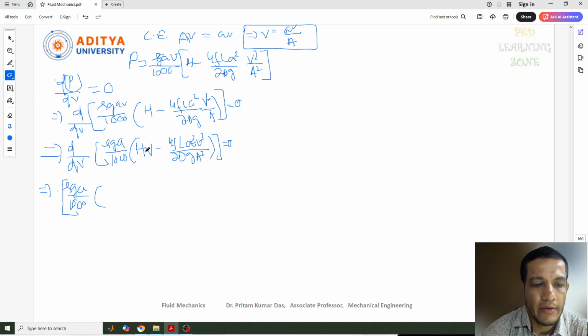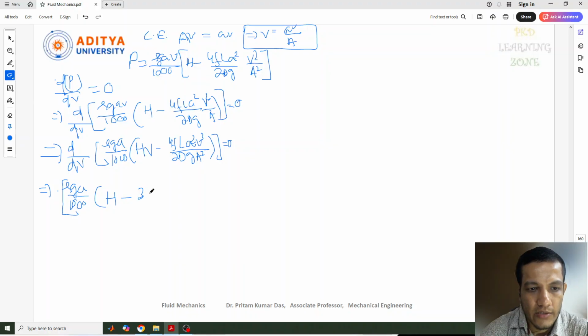Now the derivative of this: h is constant, dv by dv, minus here v square is there, VQ is there, sorry, VQ. Now the remaining part, all this constant term, we can take it out, no need to differentiate this one, only the derivative of VQ by dV will be there. So this one we can write as 3V square.